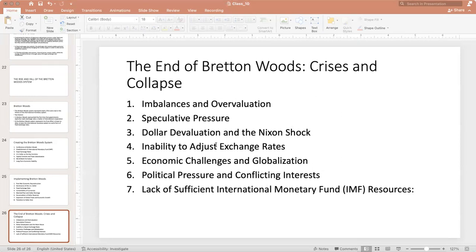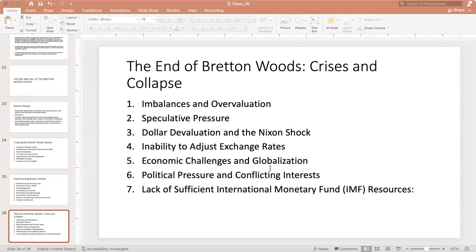And of course, we have to talk about the political pressure and conflict of interest. Why? Because the Bretton Woods system relied on cooperation and consensus among member countries. However, as economic interests diverged and geopolitical tension increased, it became increasingly challenging to reach agreements and maintain cooperation. Because of that, conflicting national interests and political dynamics contributed to the breakdown of the system.